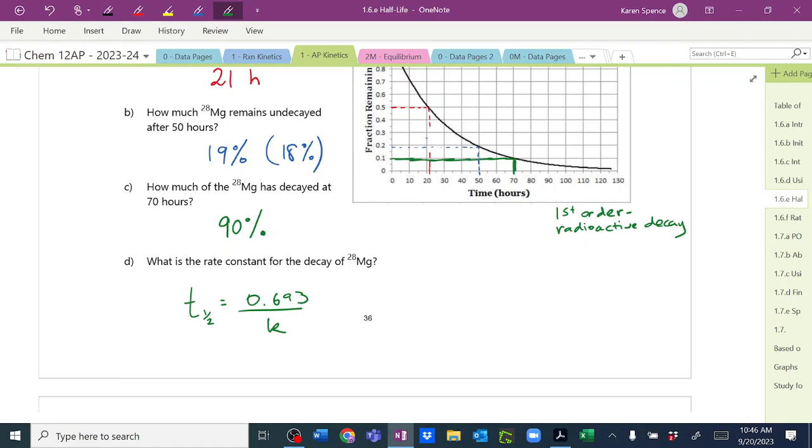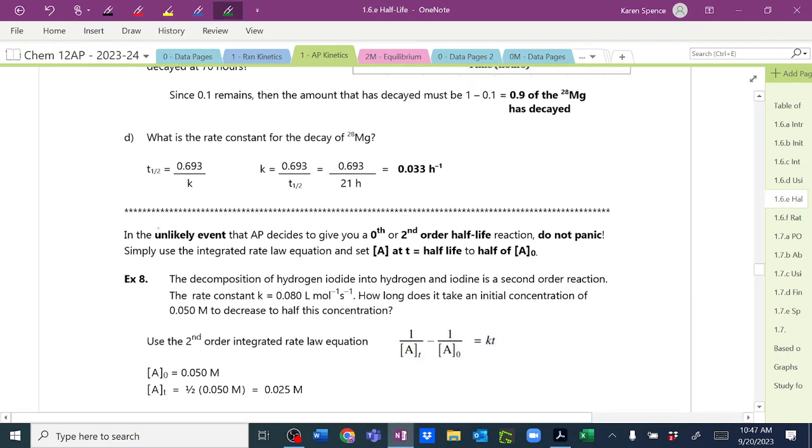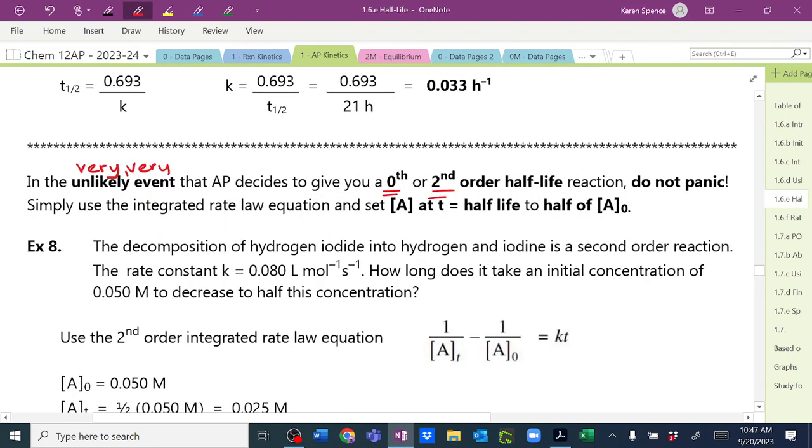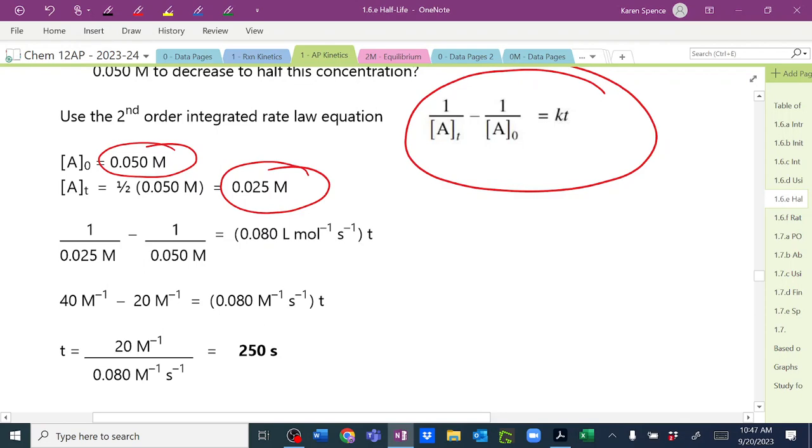All right, are we good? Okay, the answers are here anyway. There we are. Now, on our next page, in the very unlikely event that AP decides to give you a 0th order or a second order, don't panic, because you don't have a T1/2 equals whatever for second order. You can just use the integrated rate law equation for second order, plug things in, starting at this initial concentration, decreasing to half, and you just plug everything in and that's it.